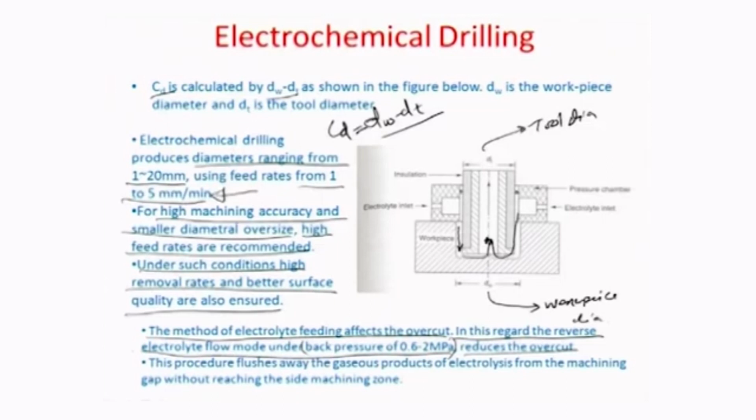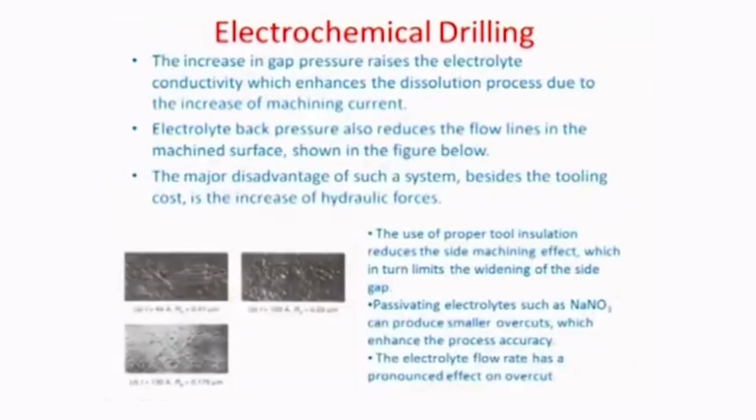So, what it does is that this procedure flushes away the gaseous products of electrolysis from the machining gap without reaching the side machining zone, and therefore, whatever conductivity changes locally would happen because of the dissolved gases, those changes will not happen, and so the machining will be more precise. Because of the back pressure, it ensures that the gas kind of oozes out of the whole electrolyte tank as such. So, that is one aspect of it, electrochemical drilling.